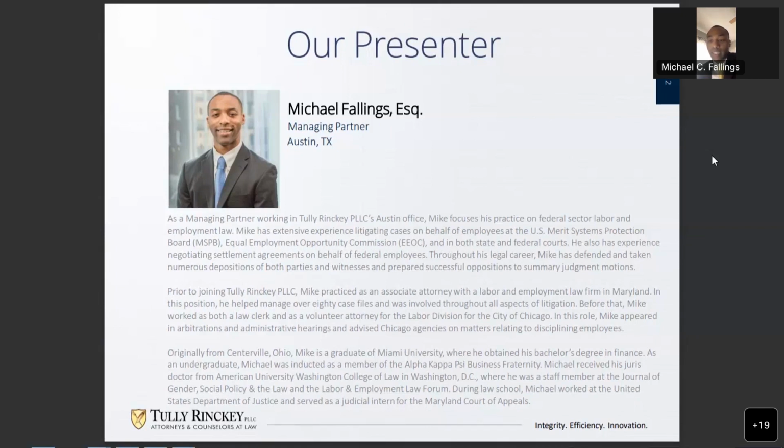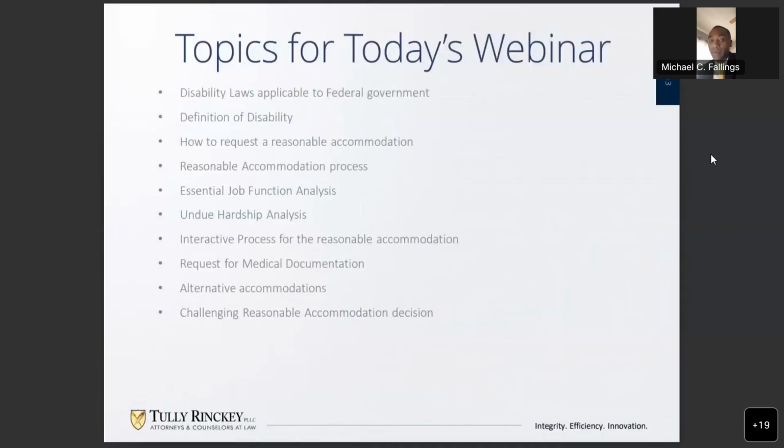As far as the topics we'll be discussing today, we will be discussing seeking telework as a reasonable accommodation for a disability. First, we'll discuss the disability laws applicable to the federal government, what a disability means, the definition of a disability. Then we'll get into how to request a reasonable accommodation, the reasonable accommodation process, the essential job function analysis, and the undue hardship analysis. We'll also talk about the interactive process for a reasonable accommodation, requests for medical documentation that employees receive from their employers, alternative accommodations, and then challenging reasonable accommodation decisions.